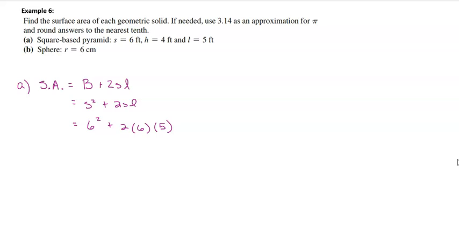So did we need the H? We did not use the H. It would be used if we were asked for the volume, so it was a little extra information in case the problem had 2 different parts to it, which I think it did, but I only gave you half of it. So we've got 36 plus 2 times 6 times 5 is 60, and that gives us 96 feet. Now think about it. Squared, cubed, what is it? Surface area, so it's squared. Okay, so that's the first one.